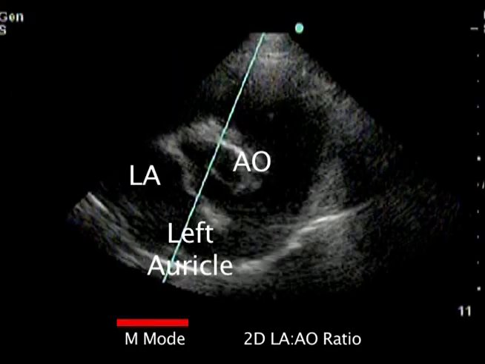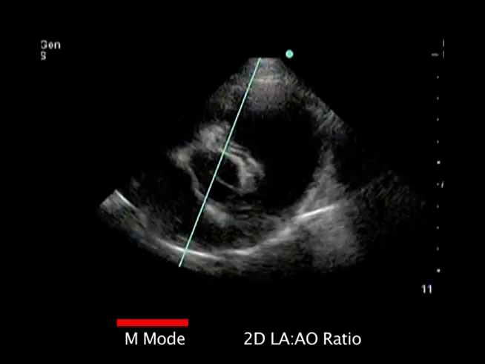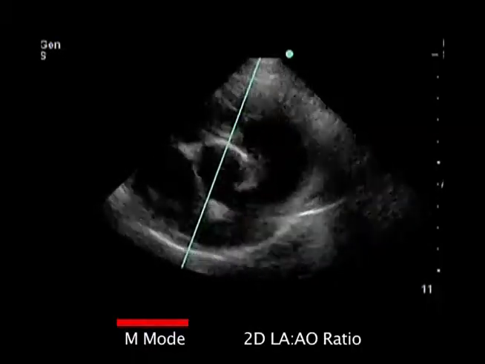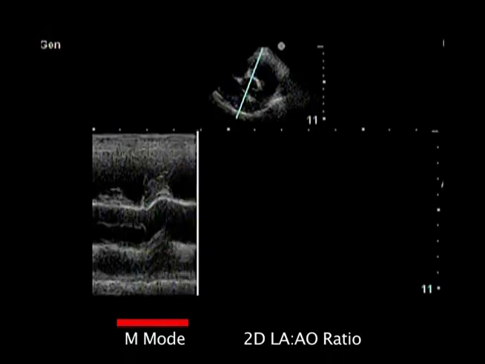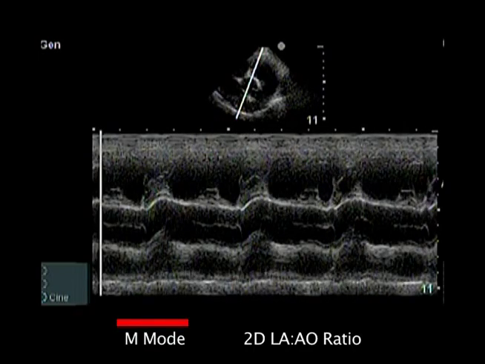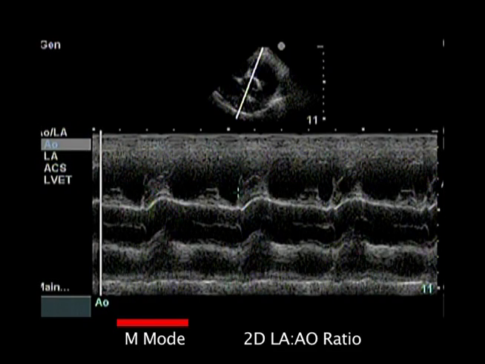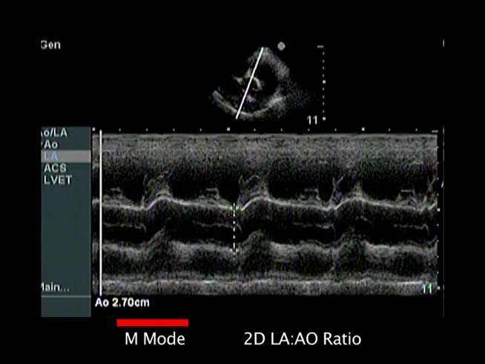There is a problem with this measurement. In many dogs, the M-mode cursor crosses and measures the left auricle and not the left atrium. With mitral insufficiency, the left atrium will enlarge before the left auricle does. Therefore, some animals with mitral insufficiency and left atrial enlargement will show a normal measurement of the left auricle and a normal LA-AO ratio as calculated by your machine.